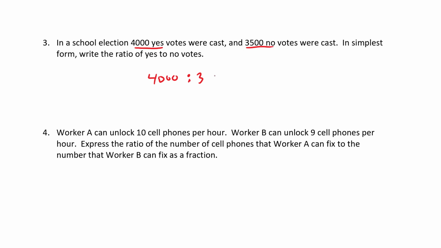4,000 compared to 3,500. One thing we can do real quick is cancel off some of these zeros. We have 40 compared to 35. I can take a 5 out of both of them. 8 compared to 7. So the ratio of yes to no votes was 8 to 7.